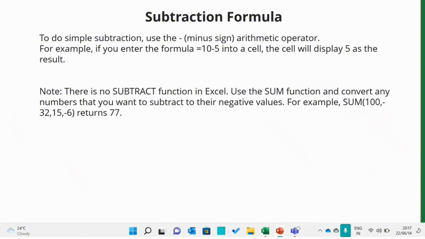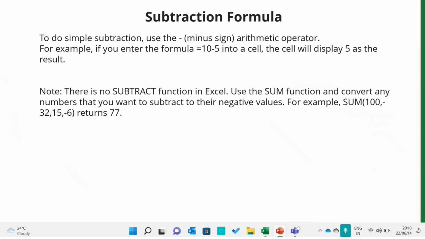Now, to use subtraction, the easiest way to do it is to use the minus sign. Now, you know what the minus sign is? The minus sign is the hyphen sign, by the way. So just beside 0 on your keyboard, you will be able to see the underscore sign and the minus sign. The minus sign is something that we use as a hyphen. So you know how to look for the minus sign right now.